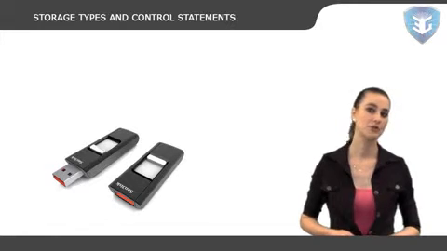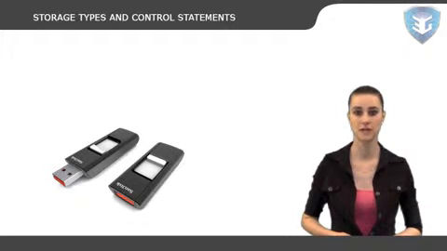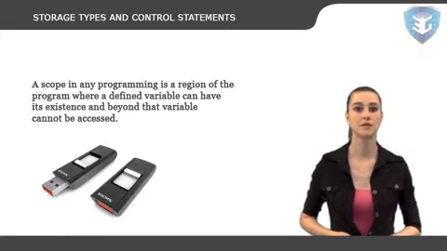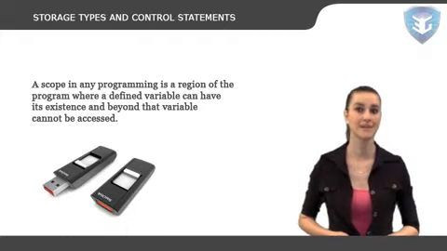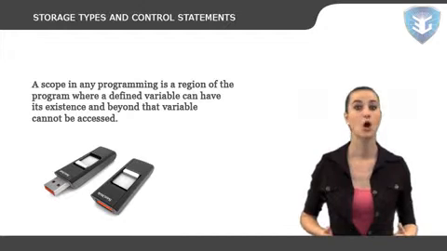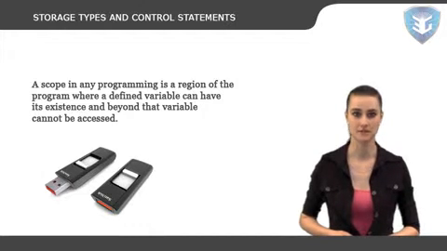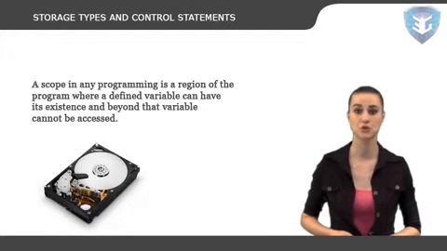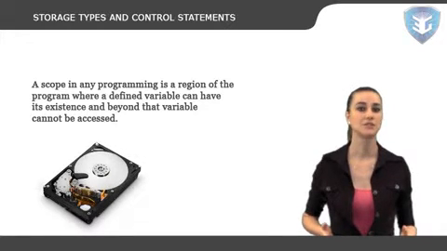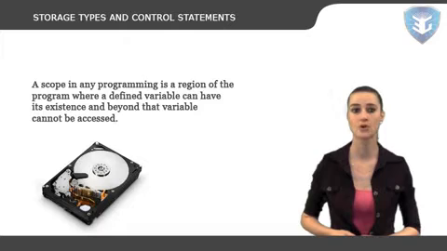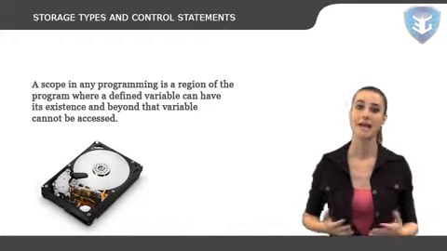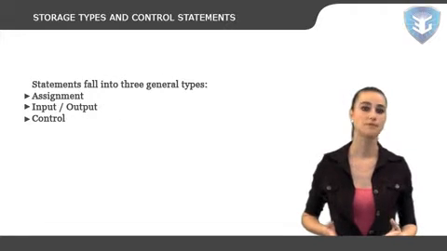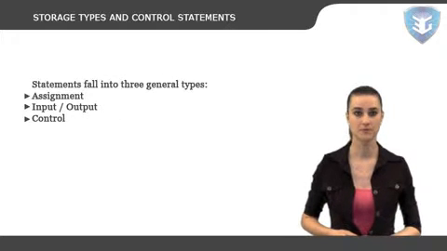Let's start with a brief introduction of storage types and control statements. A scope in any programming is a region of the program where a defined variable can have its existence, and beyond that variable cannot be accessed. C programming language is popular for its capability of decision-making. The storage class determines the part of memory where storage is allocated for an object, and how long the storage allocation continues to exist. Statements fall into three general types.